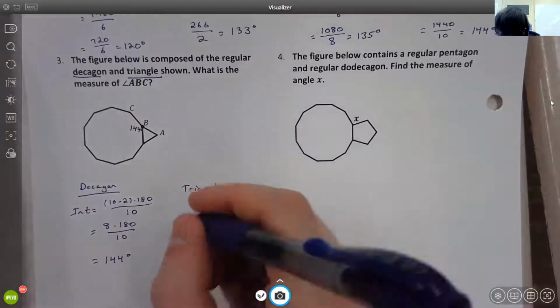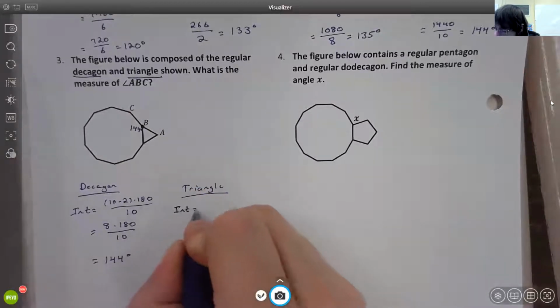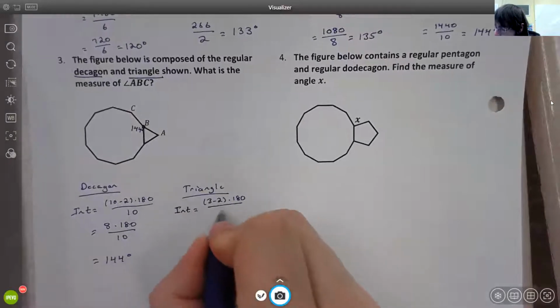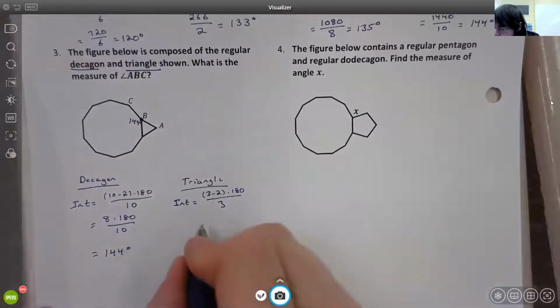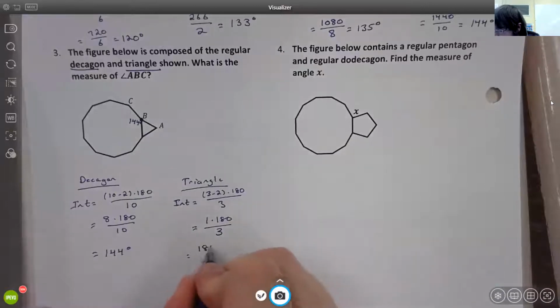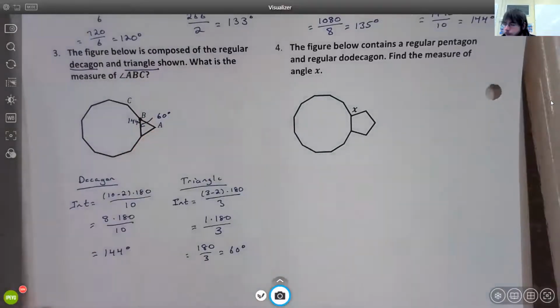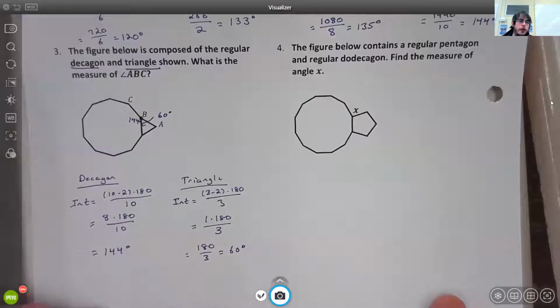Then your triangle, you have n is 3, so you do 3 minus 2 times 180 divided by n, which is 3. So 3 minus 2 is 1 times 180 over 3. So you get 180 over 3, which is 60. So the triangle here is 60 degrees. All right. So 144 and 60.